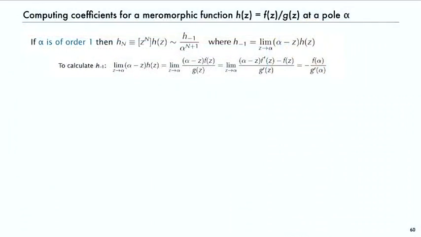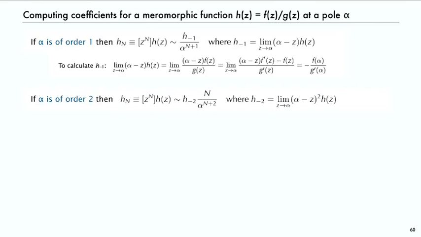Well, if you take that limit, then you can use L'Hopital's rule, take the derivative of both sides, and so that's alpha minus z times the derivative of f plus f times the derivative of alpha minus z, which introduces a minus sign, and the bottom is g prime of z. If it's a pole of order 1, g prime of z is not going to be 0, so we can just plug in alpha. Kills the first term, and we get minus f of alpha over g prime of alpha. So that's an easy way to compute the coefficient.